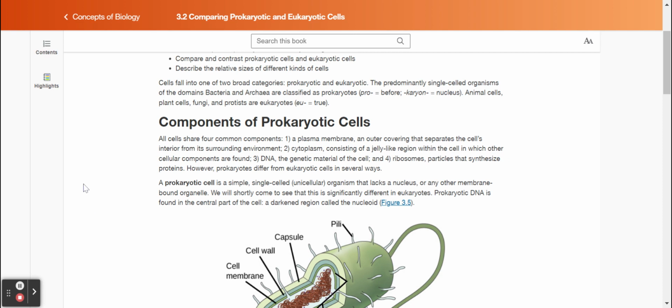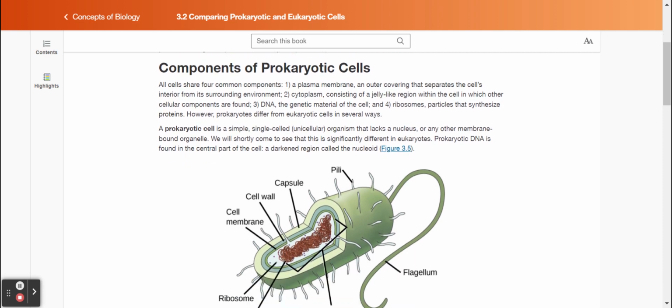Components of prokaryotic cells. All cells share four common components. 1. A plasma membrane, an outer covering that separates the cell's interior from its surrounding environment. 2. The cytoplasm, consisting of a jelly-like region within the cell in which other cellular components are found. 3. DNA, the genetic material of the cell. And 4. Ribosomes, particles that synthesize proteins.